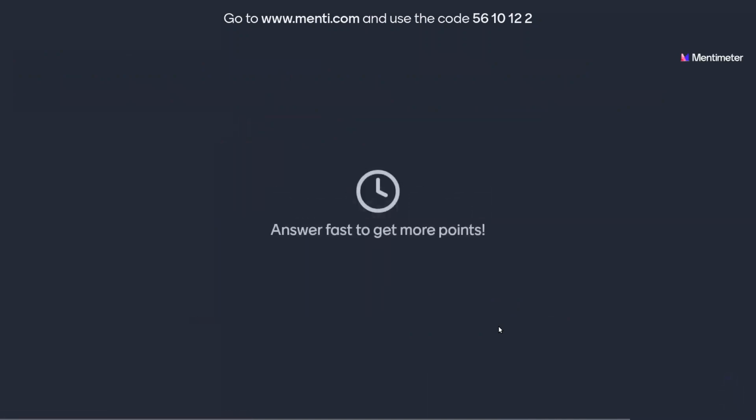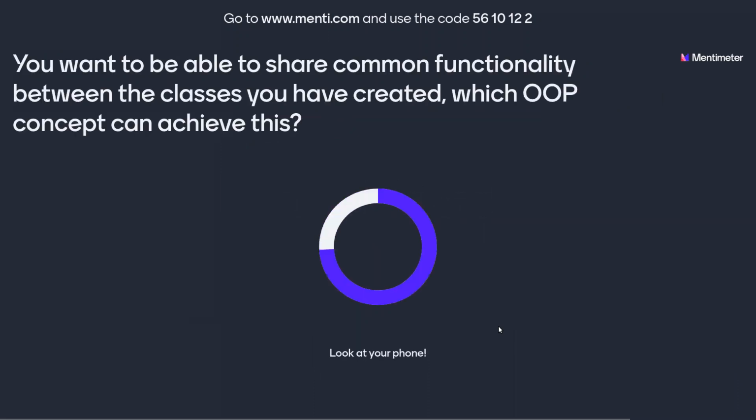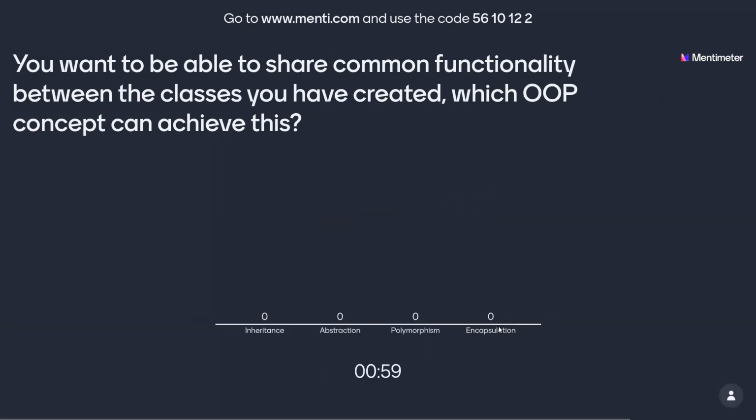Okay, on to the last question. You want to be able to share common functionality between the classes you have created. Which OOP concept can achieve this? So you want to be able to share functionality between different classes. This one's not too bad, I don't think. Oh, you guys answered quick. Nice, both of you got that one. That's awesome. Nicely done, guys.